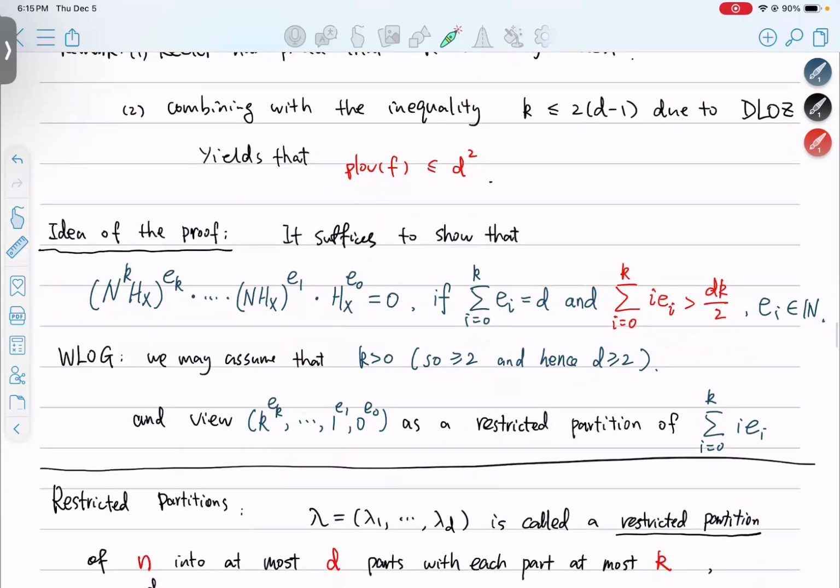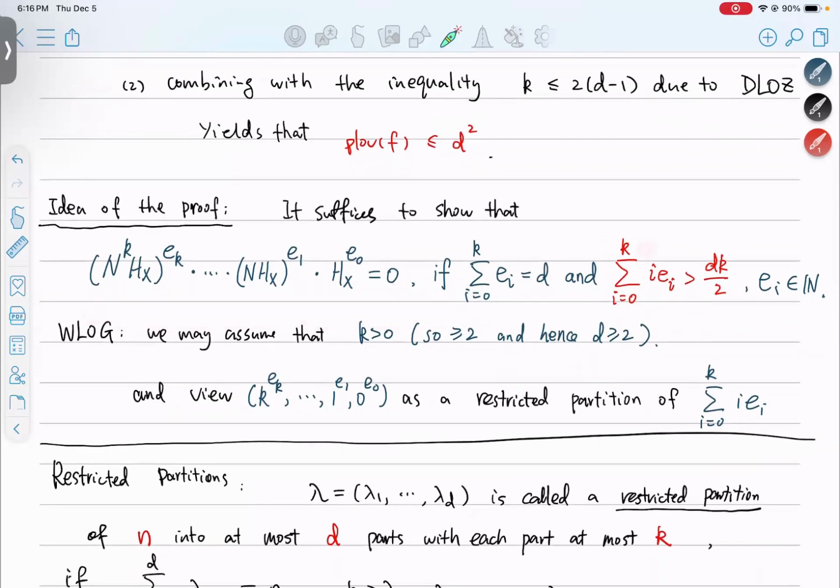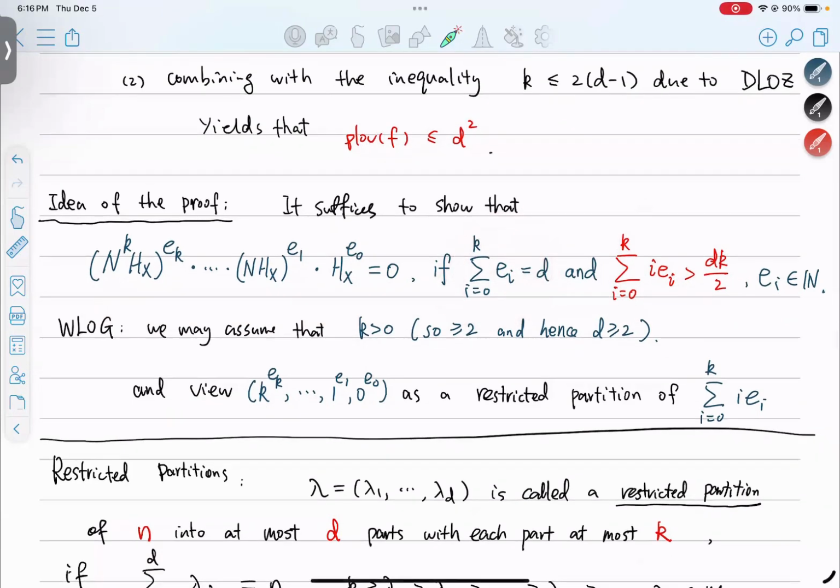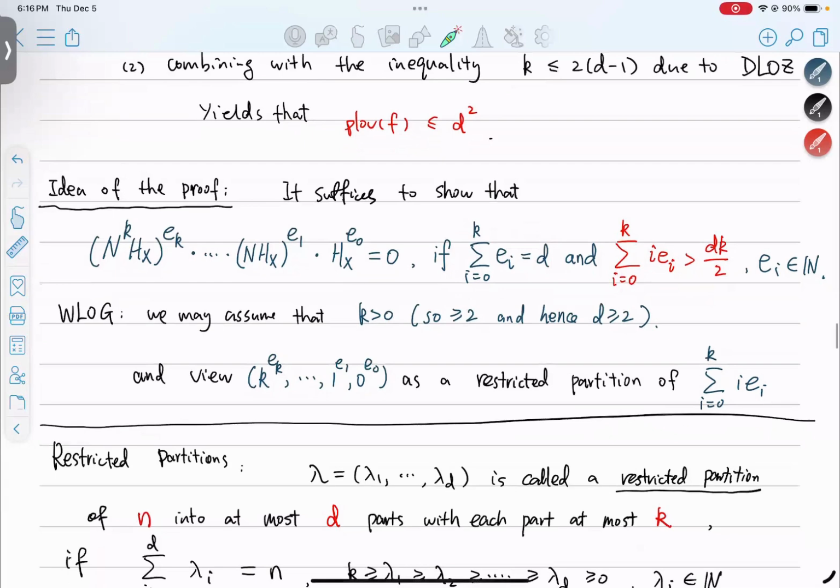Okay, so we prove this one by induction. First of all, when this sum is the largest one, which means the sum is just dk, in other words, we only have e_k. Sorry, I will prove this by induction later.